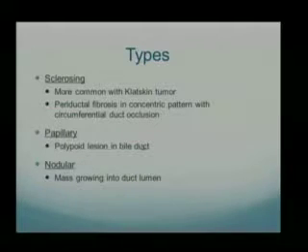So types of bile duct cancer, 3 different types. Sclerosing is the most common type and associated with the Klatskin tumor, which is the proximal third. Associated with periductal fibrosis in a concentric pattern with circumferential duct occlusion. Not that important for you guys. The second most common is the papillary type, which is a polypoid lesion noted in the bile duct, and nodular will present as a nodular mass in the duct lumen.